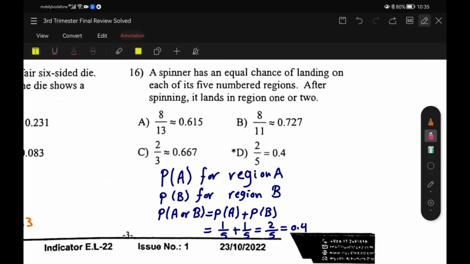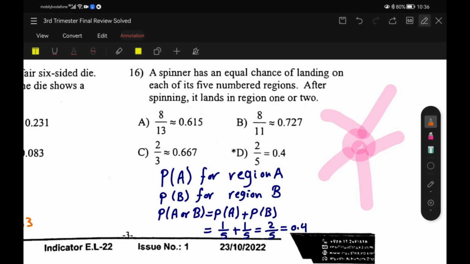Number 16. A spinner has an equal chance of landing on each of its 5 numbered regions. After spinning, it lands in region 1 or 2. Let's say that this is the spinner. You know what the spinner looks like, but let's say that this is the first, second, third, fourth, fifth.